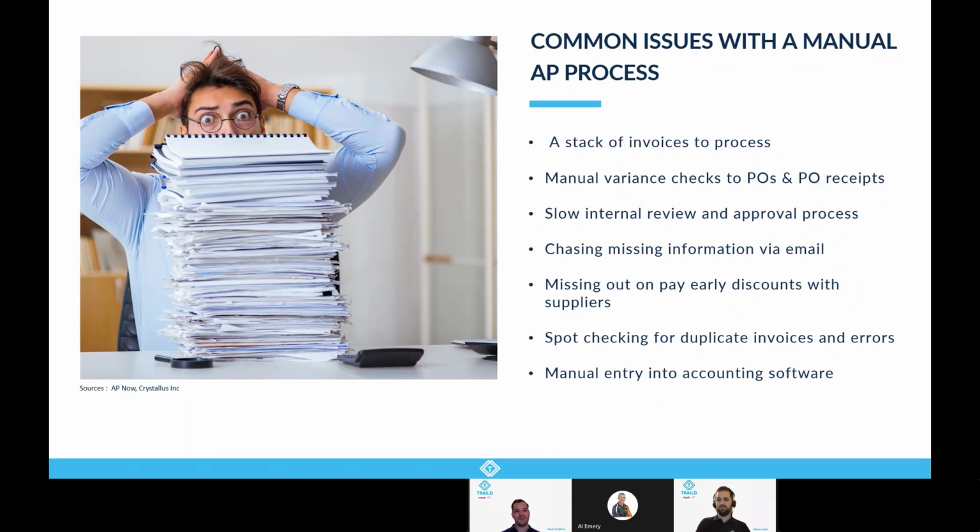What a process. Now, if that sounds like an exaggeration, a recent AP Now survey found that 71% of all businesses are having issues either with slow invoice approvals or issues with their purchase order matching. And a staggering half of all businesses are still entering their invoices manually.